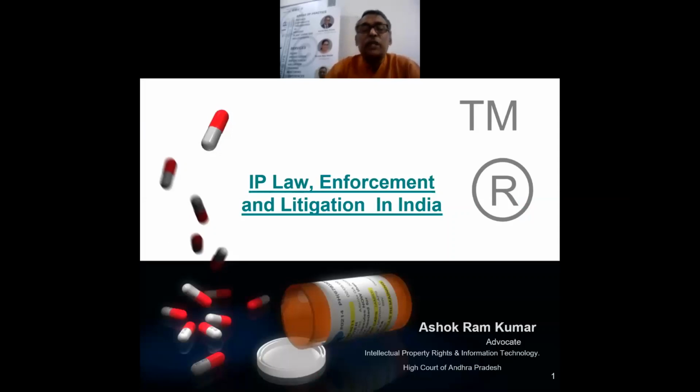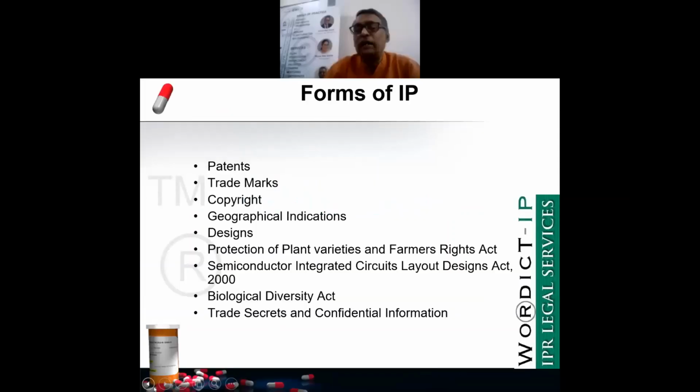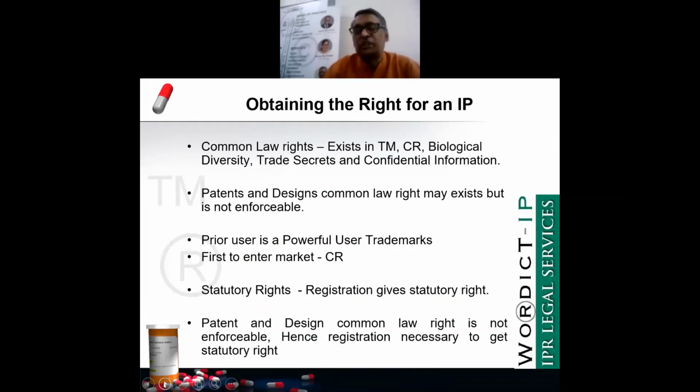So let me take copyright first. Under the Copyright Act, once you file for registration and a registration is given to you, if that work is copied and you go before the court, all you need to tell the court is what was copied. You don't need to establish that you are the owner of that work, because there is already a certificate.